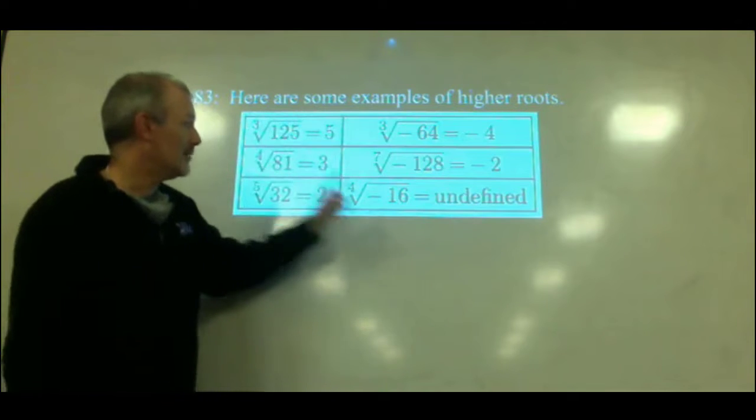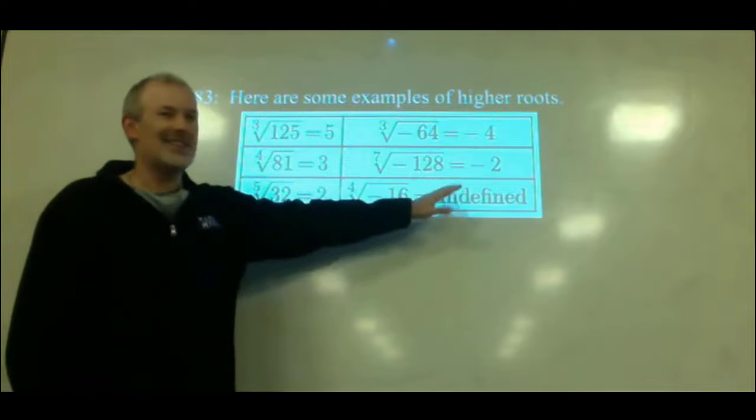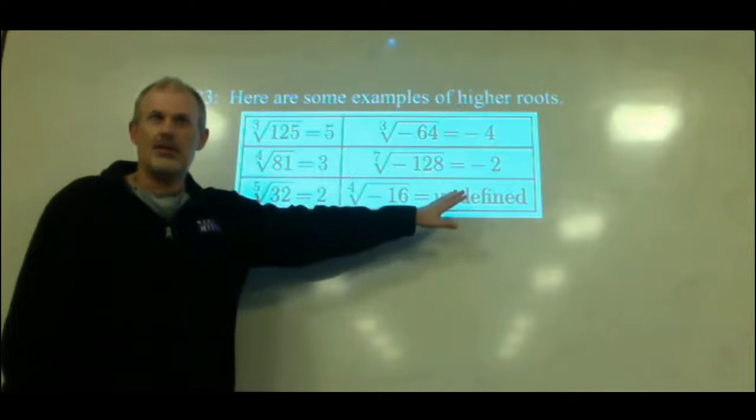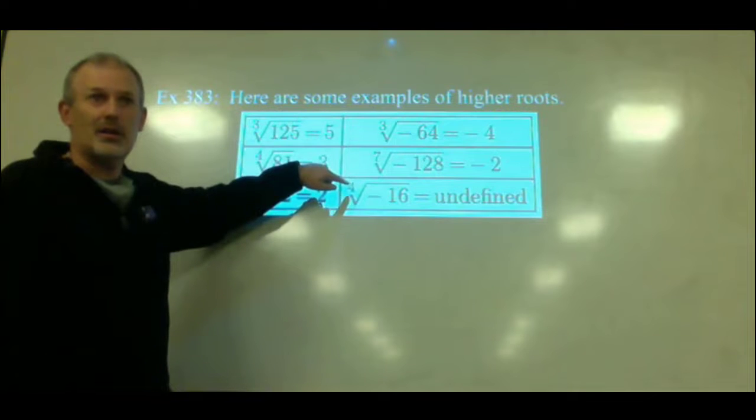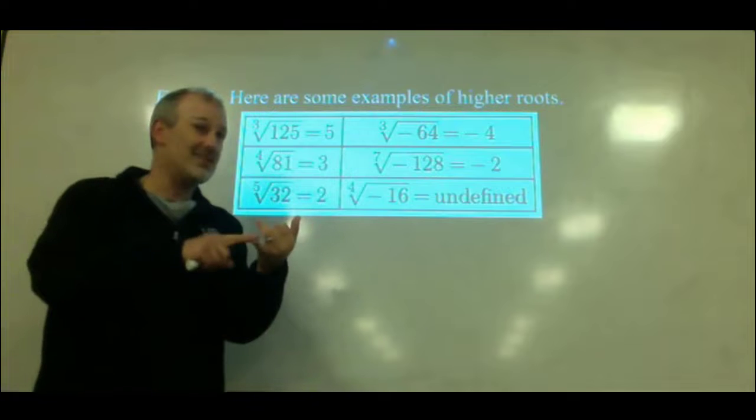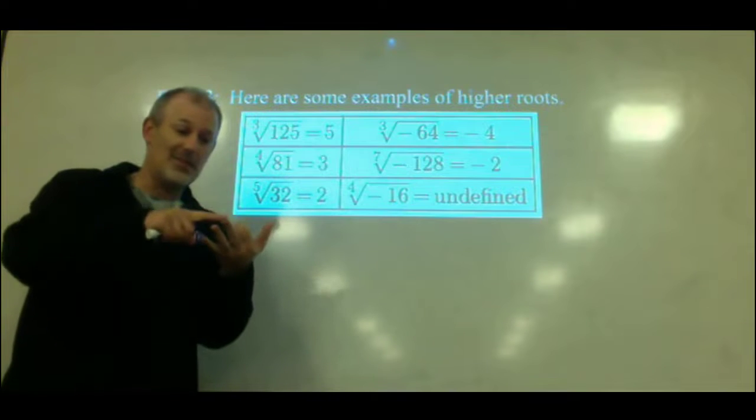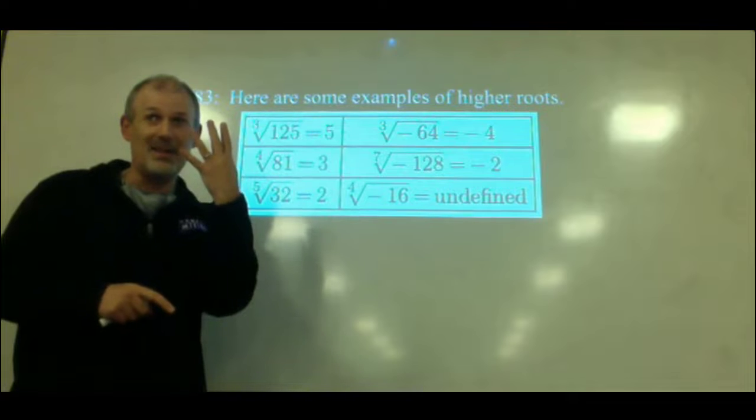But if we go back to this one, the fourth root of negative 16, again, that's not real. The reason it's not real is to think about how many numbers we're looking for. I need 4 of them, right? And if I try to take negative 2 times negative 2 times negative 2 times negative 2, and there's 4 of them, that's going to end up being positive.